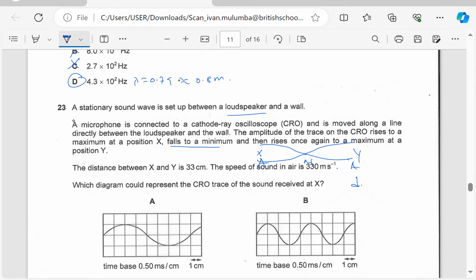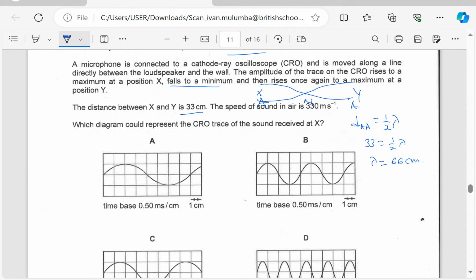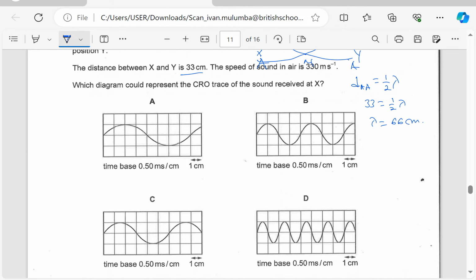Remember, the distance between an antinode and another antinode is always half wavelength. The distance between X and Y is 33 centimeters, so we can now find the wavelength. So 33 is equal to a half of wavelength, which means the wavelength is going to be 66 centimeters. Which diagram could represent the CRO trace of the sound received at X?